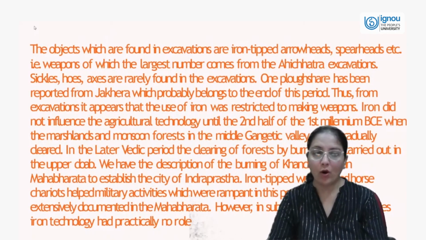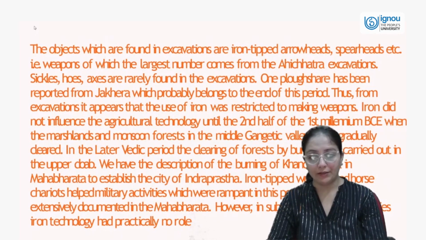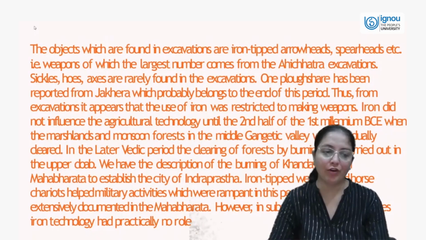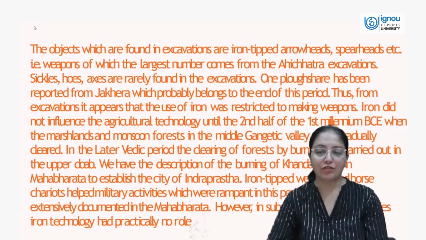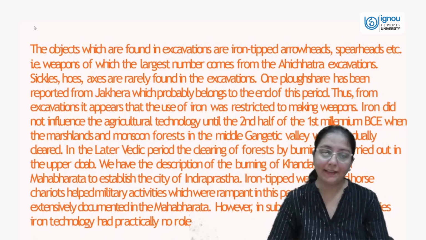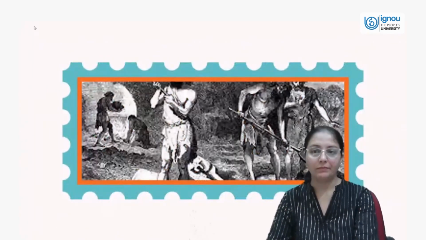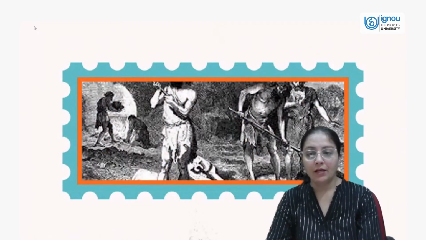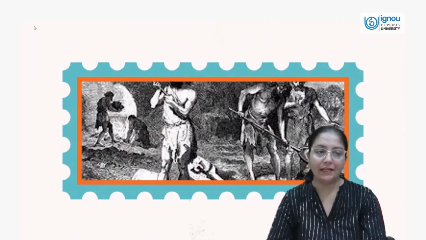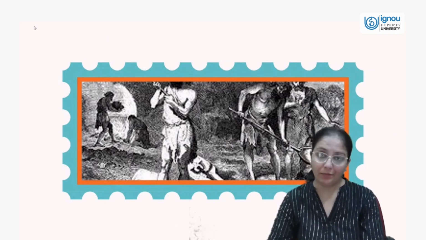Iron-tipped weapons and horse chariots helped military activities, which were rampant in this period and have been extensively documented in the Mahabharata. However, in subsistence-related activities, iron technology had practically no role. Now you can see how they were using iron weapons in fertilizing the soil and in all activities they were doing at that time. At what time? In the later Vedic period.